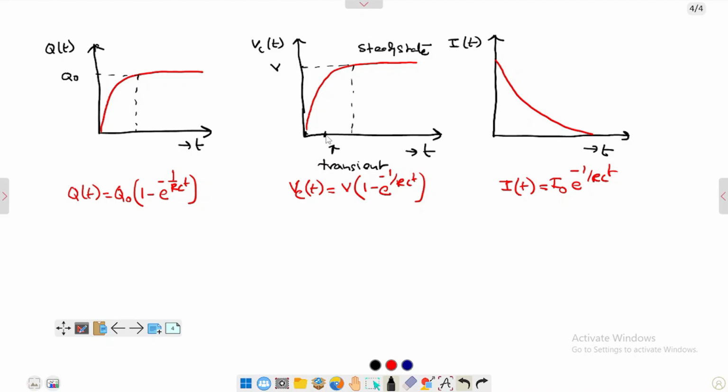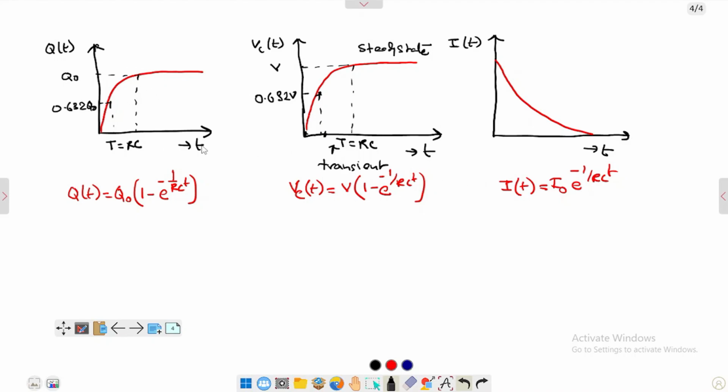Now, at time period t equal to RC, how much voltage am I getting? I am getting 0.63 V, and for the charge I am getting 0.63 Q0. So this part is called transient, where charging takes place until it is totally charged.